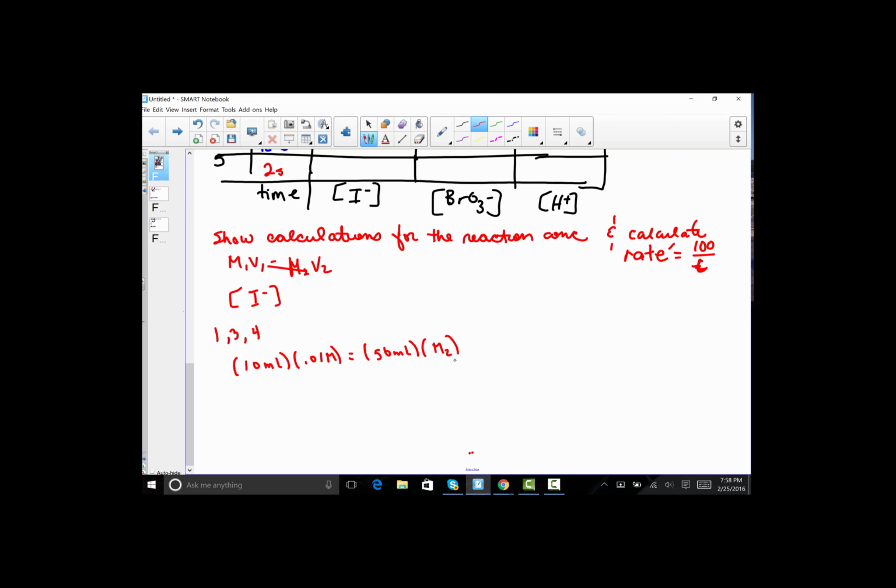So that's where we hit 10. 10 times 0.01, divided by 50. So check me out. That's 0.002 molar. All right, through all of that, I think I hit it correctly.